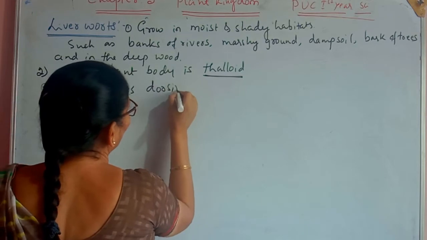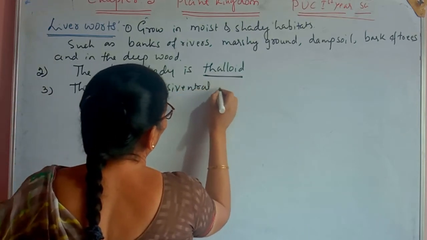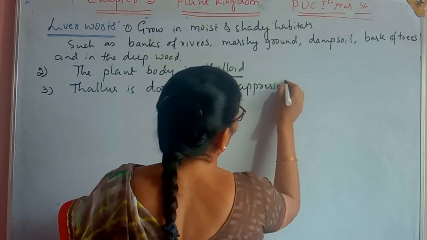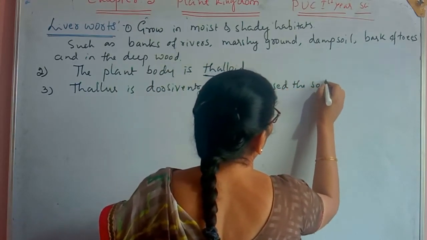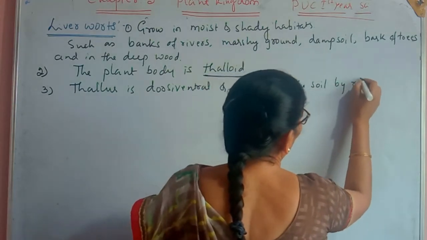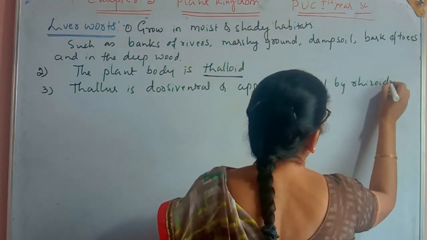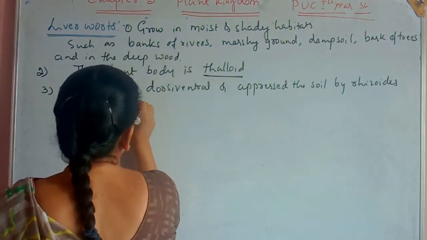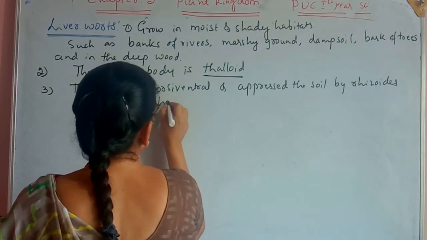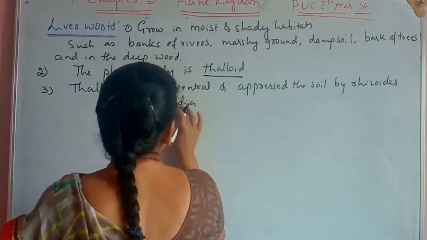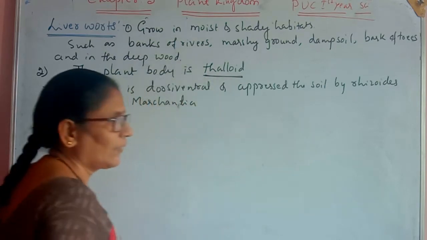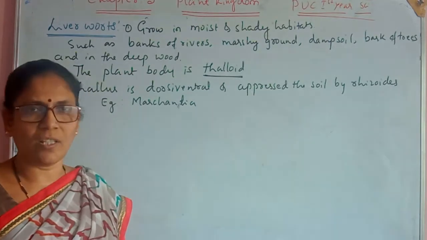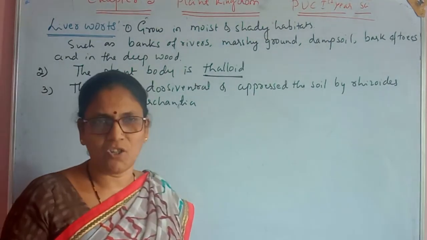The thallus is dorsiventral and is attached to the soil by rhizoids. Example, Marchantia. So the thallus is a dorsiventrally flat structure in the case of Riccia and Marchantia.